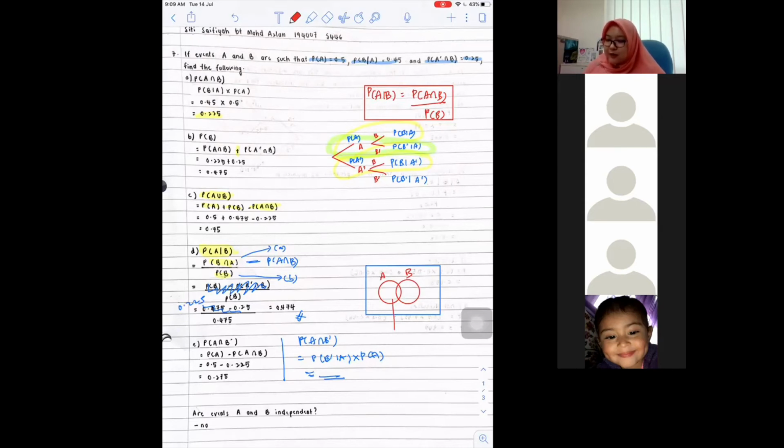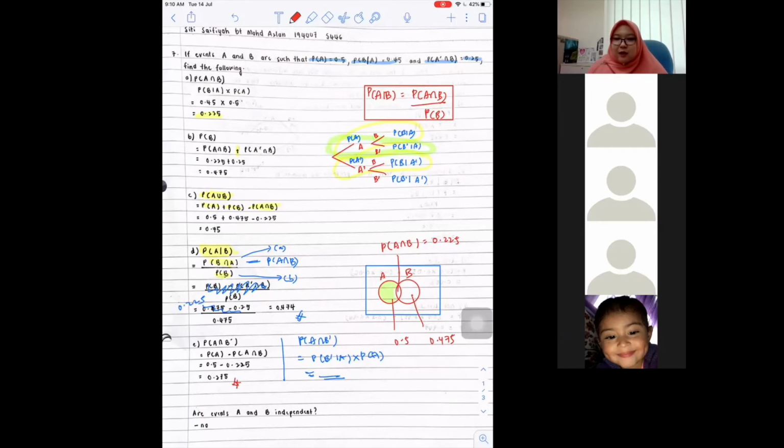You have A intersect B from part A. I think Safia did this, the formula here from the Venn diagram. A intersect B complement: this is B, other than B is B complement, and then intersect it with A. So this part here. Safia took the whole PA, 0.5, and then minus the intersection, 0.225. You can do it both ways, it doesn't matter. In this case, the Venn diagram is a bit simple, right?